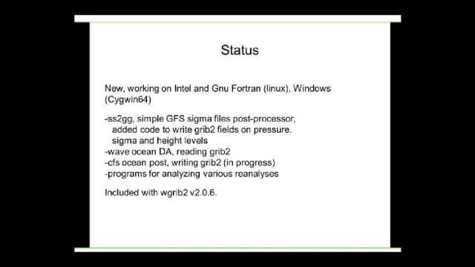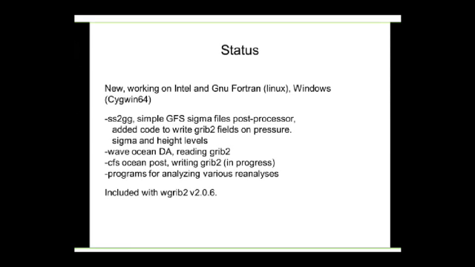Okay, so the status. It's relatively new. It works on Intel and GNU Fortran on the Linux systems. It works under Cygwin 64 on the Windows system. What have we done so far with it? SS2GG was a simple GFS sigma file post processor. I've added code to write grib2 fields on pressure, sigma, and height levels. The first pass wrote it on the sigma levels and height levels, and that took less than a day to get done. Conversion was quite easy.